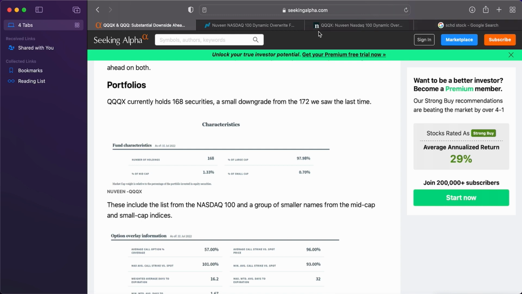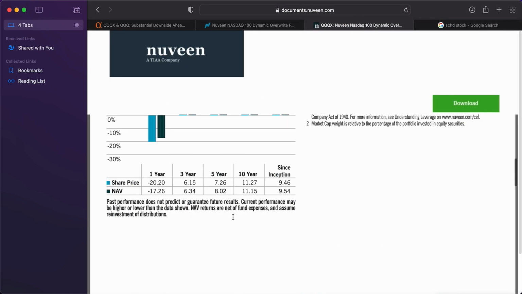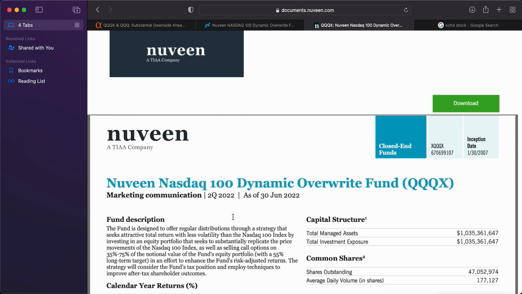But I'm going to leave this link down there, and I'll also leave this fact sheet down below so you can go over the QQQX yourself to see if maybe it'd be something you'd be interested in. As always, though, if you have a financial advisor you're working with, be sure to consult them on these things. Talk with them about your individual investing goals, because like I said, that's ultimately what it comes down to.